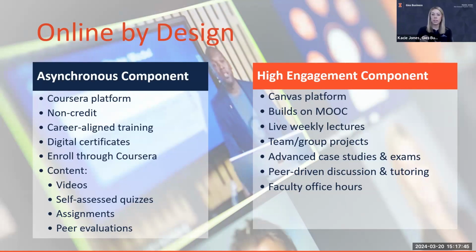So that takes place in a separate platform called Canvas, which is housed by the University of Illinois. It's going to build upon that MOOC content and give you the opportunity to engage with other learners in the course, either through live lectures and breakout sessions, but also through a lot of group discussions and hands-on projects. Our live lectures are generally held 2 to 3 times a week. That's the same lecture, so it just gives you flexibility in when to attend.